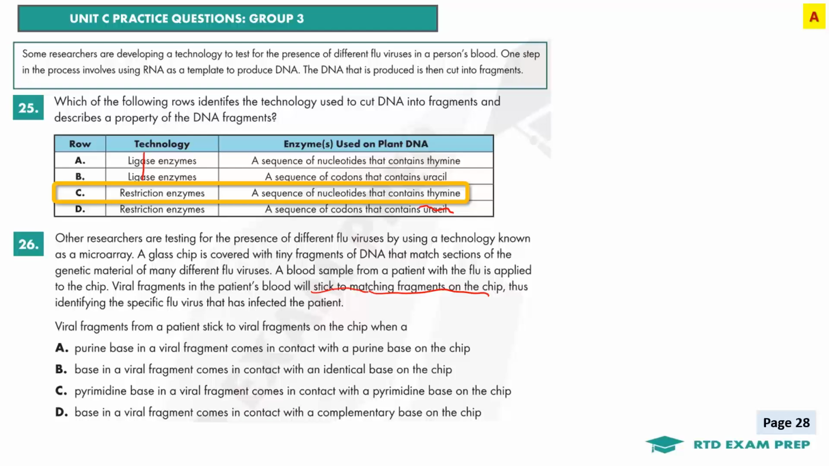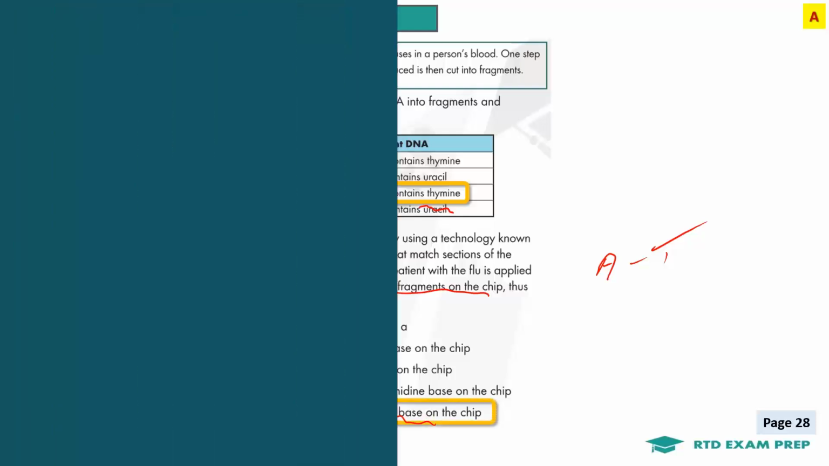Will stick. Well, remember, A bonds to T. So I'm looking for something that's going to be talking at a DNA level, and we're talking about the complement. How does it stick? It would not stick if it comes into contact with an identical base. It would actually repel each other. But a complementary base, they certainly will be attracted to each other. So when a base in a viral fragment comes in contact with a complement.